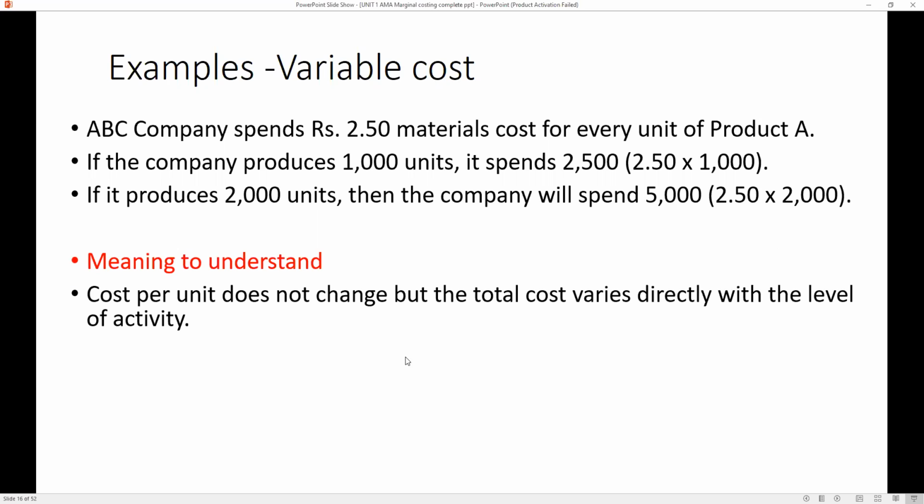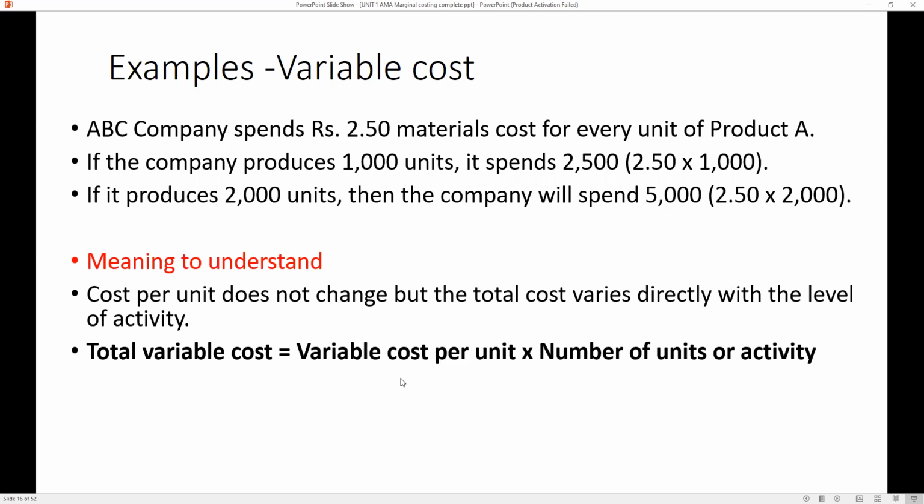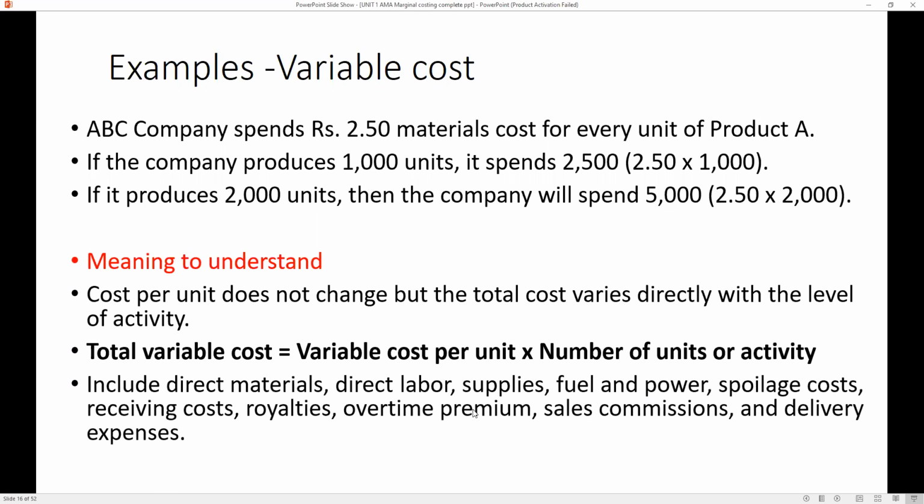Okay, so per unit remains the same, and the total variable cost is variable cost per unit into number of units of activity. So it means that the total variable cost increases, but the cost per unit will not change. Okay, so the total cost changes, but cost per unit doesn't change. How do you calculate your total variable cost? Variable cost per unit into number of units of activity.